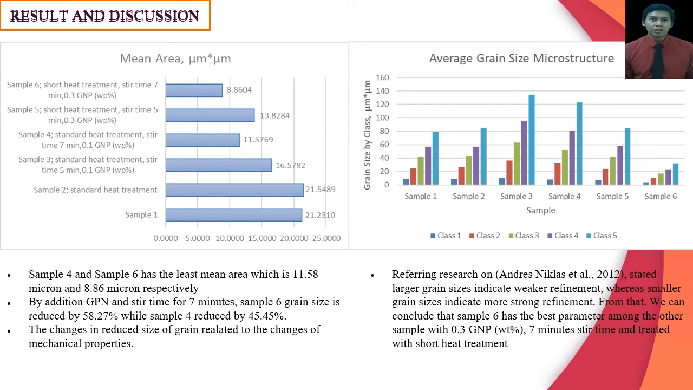The change in reduced size of grain is related to the change of mechanical properties. On the right graph, referring to research by Nicholas et al. 2012, it stated larger grain size indicates weaker refinement, whereas smaller grain size indicates stronger refinement. From that, we conclude that sample 6 has the best parameter among the other samples with 0.3 GNP weight percentage, 7 minutes stir time and treated with short heat treatment.